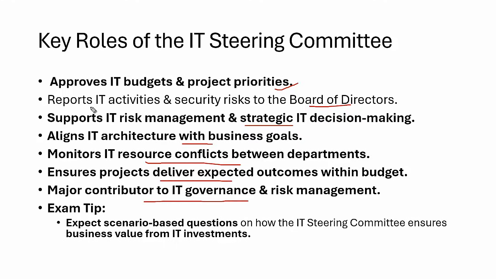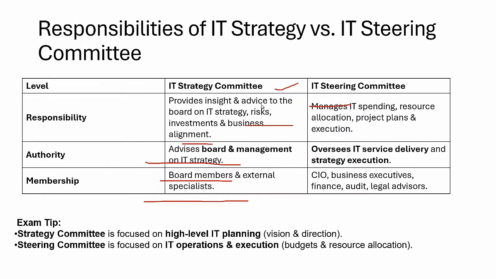I know you're saying it reports IT activities, so it looks like a strategy function. No, see, on behalf of the activities, they report the information to the board with the help of the strategy committee. So you can say they are the ones who approve all the initiatives and everything. Understood? So here you can see advise and oversee. There's a difference.